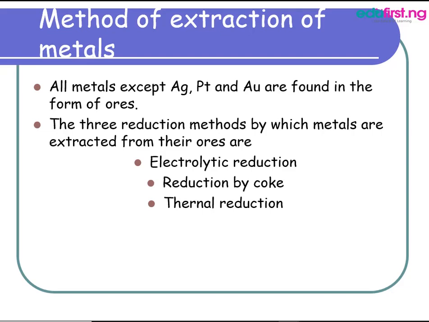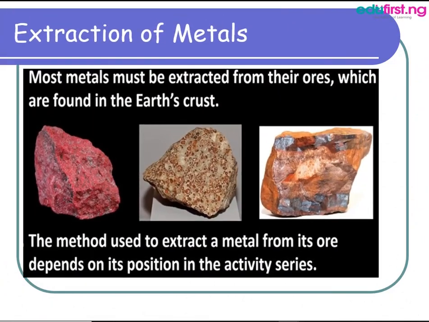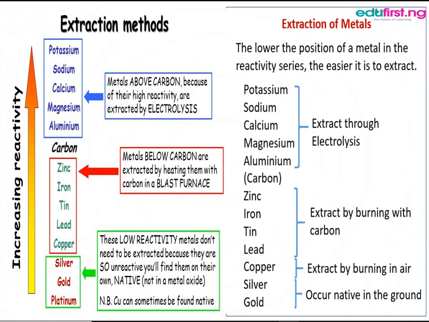Now, the extraction of every metal depends on its position in the activity series. Let's see that. If you look at high in the activity series, potassium, sodium, calcium, magnesium, and aluminium are extracted using electrolysis because of their high reactivity. Then zinc, iron, tin, and lead are extracted by heating with carbon, that's coke. Then copper by heating in air, while silver and gold are pure. They don't need to be extracted. You can get that in nature.